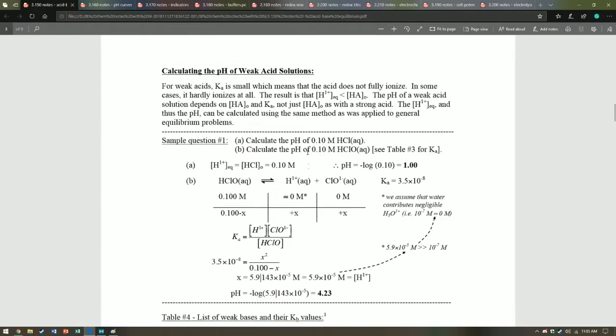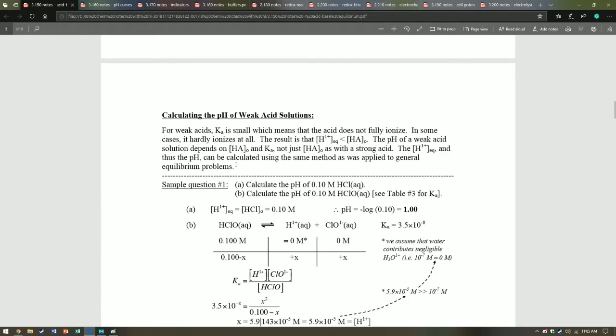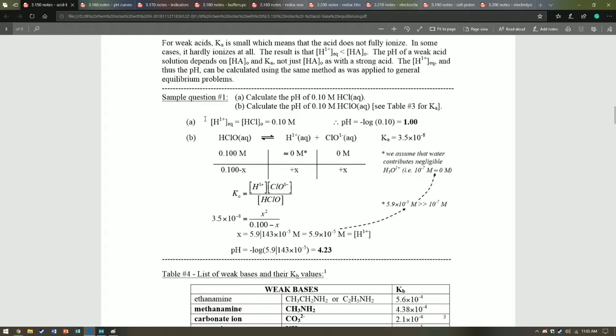You can use the same method that was applied in topic 6, or for the higher levels, you can use a similar method to find the concentration. I'm not going to go through a sample calculation, but I'll go through this example here. That's the equilibrium expression you want, the equilibrium that you want to consider.